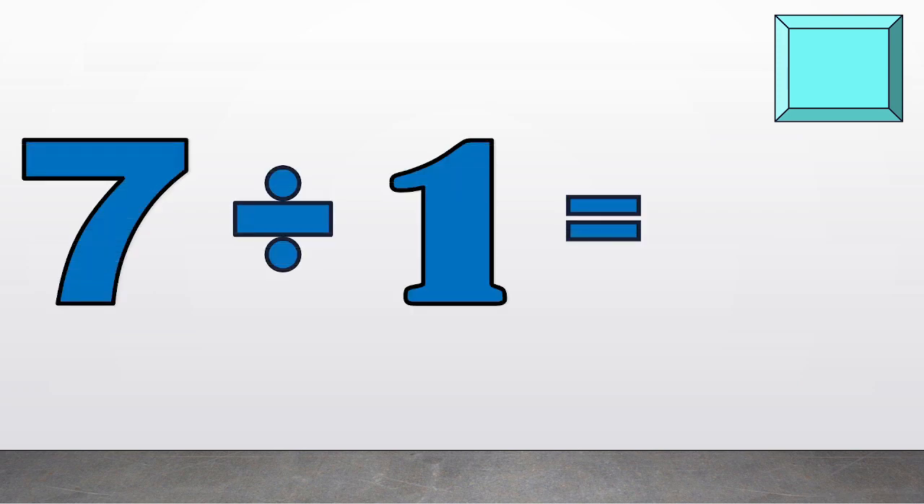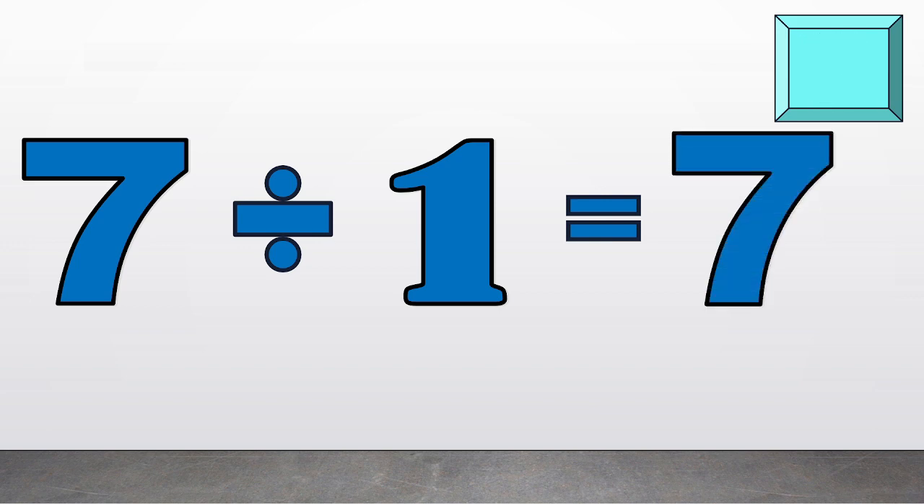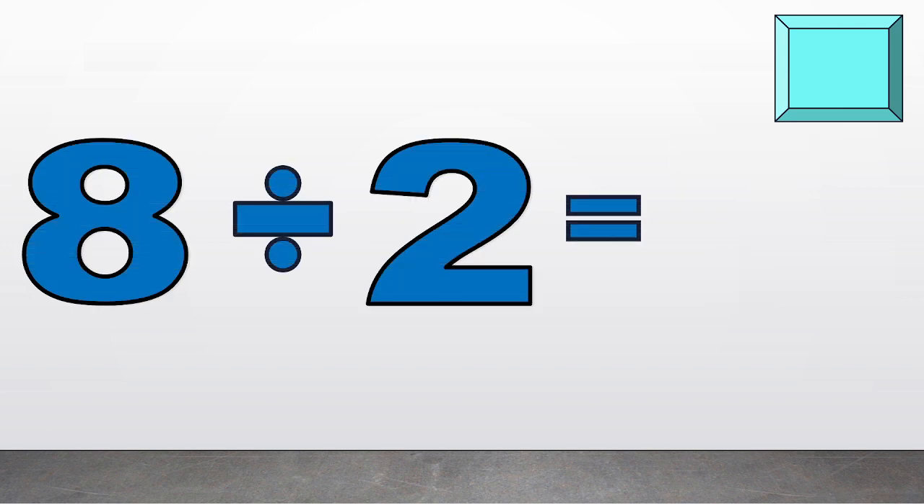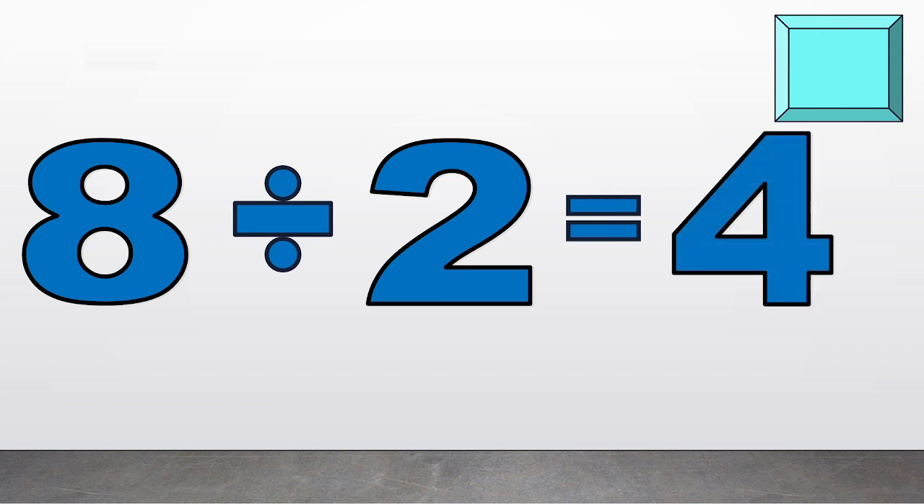7 divided by 1. Time's up. The answer is 7. 8 divided by 2. Time's up. The answer is 4.